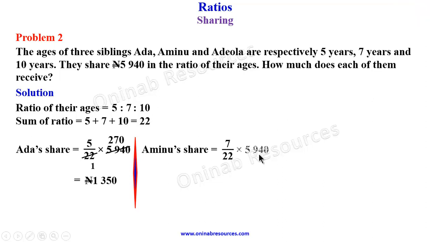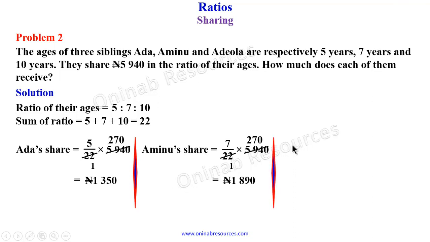is 22, then times the amount they are sharing. Still, like here, 22 goes into 5,940, 270. So we just 7 times 270 gives 1,890 naira, which is Aminu's share.